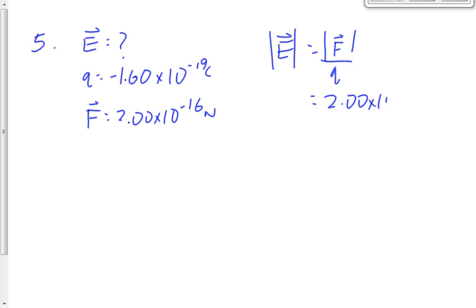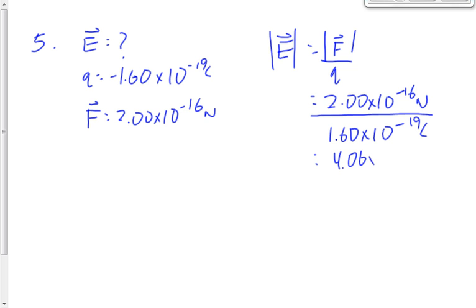2.00 times 10 to the negative 16 newtons. By the way, the charge is 1.60 times 10 to the negative 19, as we always do. We end up getting 4.06 centimeters. Okay. Well, this is easy, right?